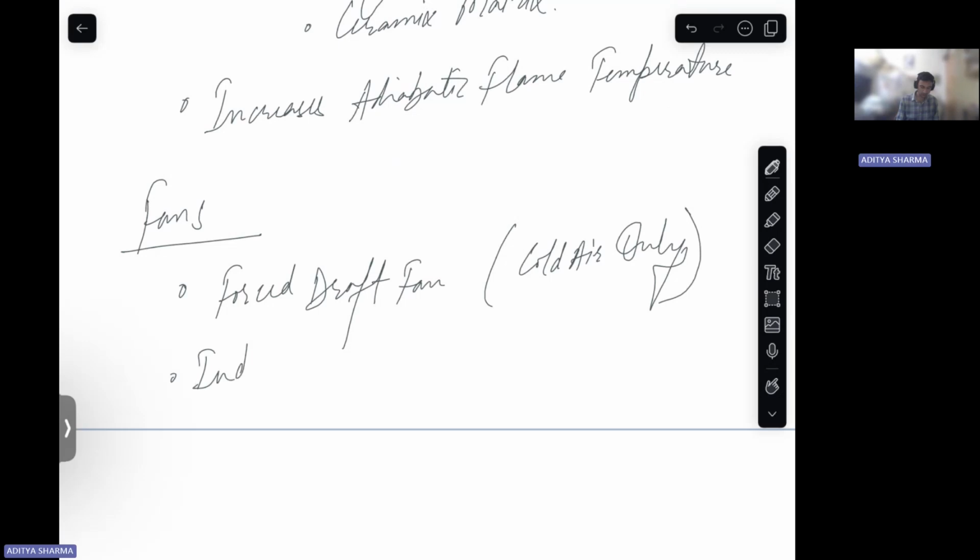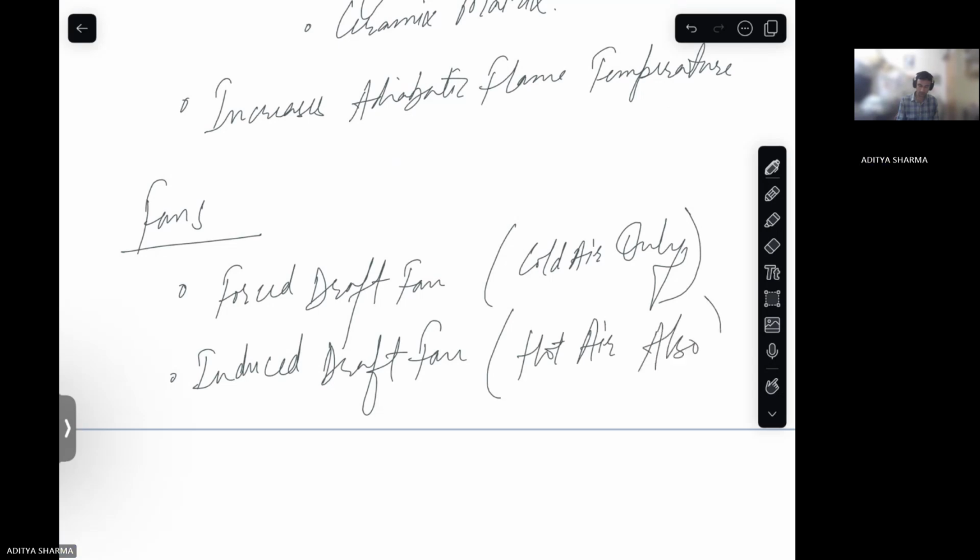Then there is your induced draft fan. It can handle hot air also. All right. So this forced draft fan is majorly used at entrance, and your induced draft fan is used at exit, right? So your induced draft fan is later connected to your stack, right? So stack is basically from where all your combustion products or flue gases exit to the atmosphere, right?